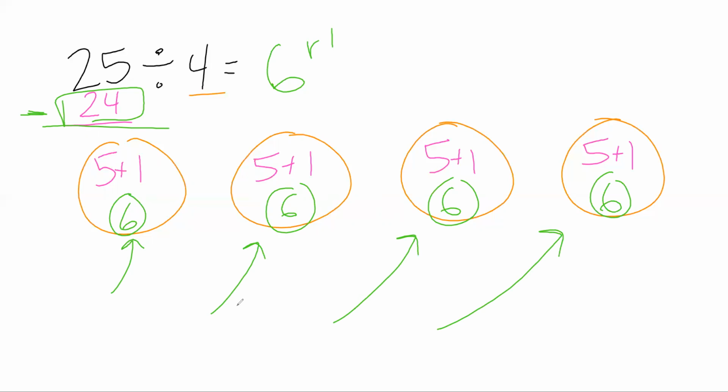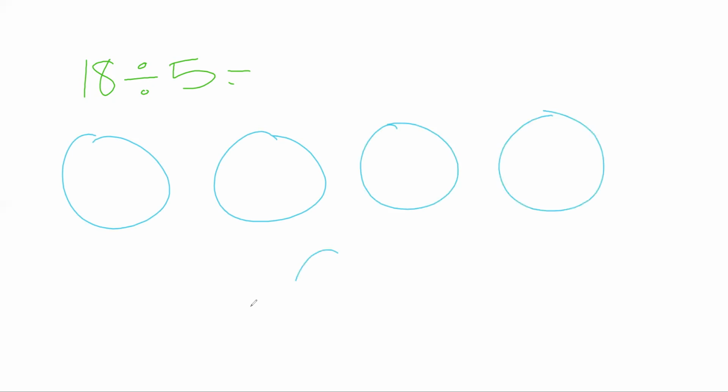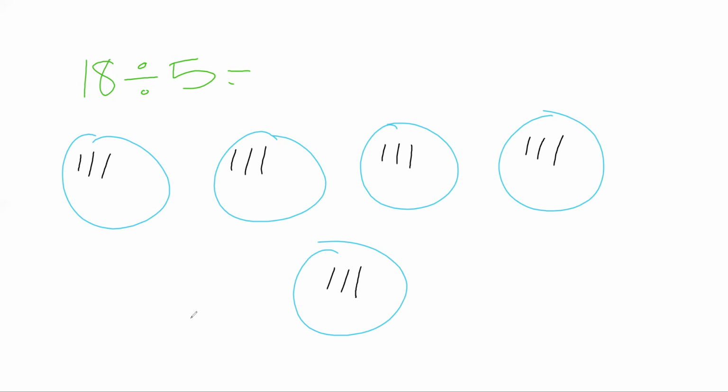Let's try another example where hopefully the answer is not 6, remainder 1. Let's take 18 and divide 18 by 5. All right, so we need our 5 equal groups, and then let's distribute 18 out there. So we got 1, 2, 3, 4, 5, 6, 7, 8, 9, 10, 11, 12, 13, 14, 15. Let's see, 16, 17, 18. Yeah, it wouldn't work, right? So that got me to 18.